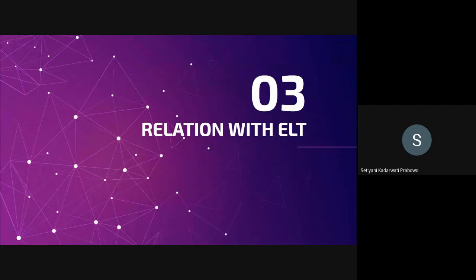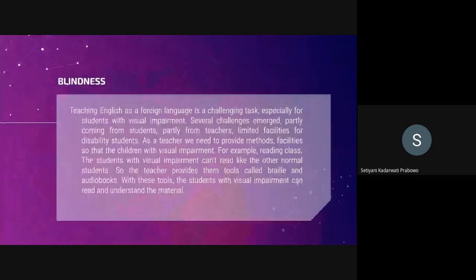The third is the relation with ELT. For blindness itself, teaching English as a foreign language is a challenging task, especially for students with visual impairment. Several challenges emerge, partly coming from students, partly from teachers, and limited facilities for disabled students.